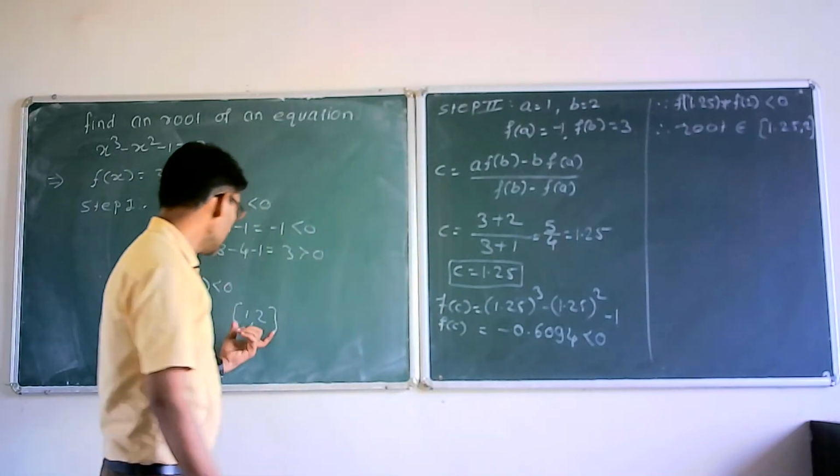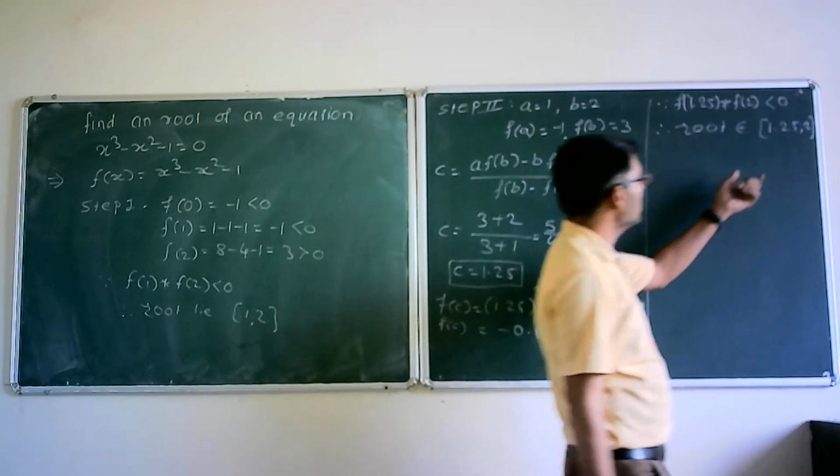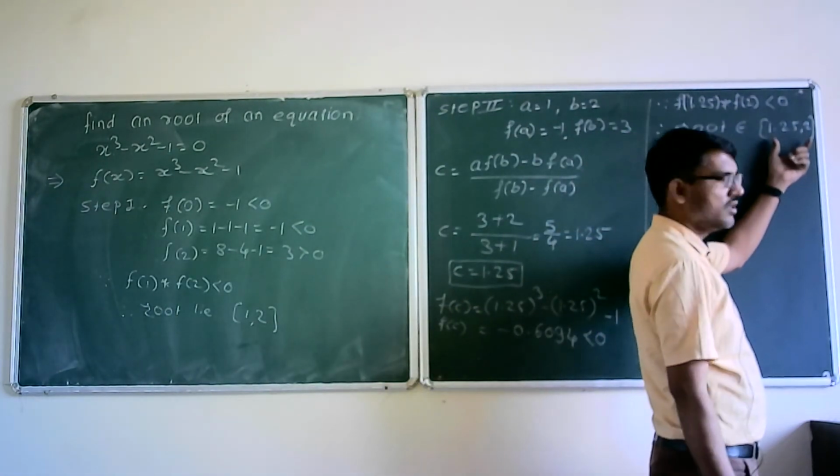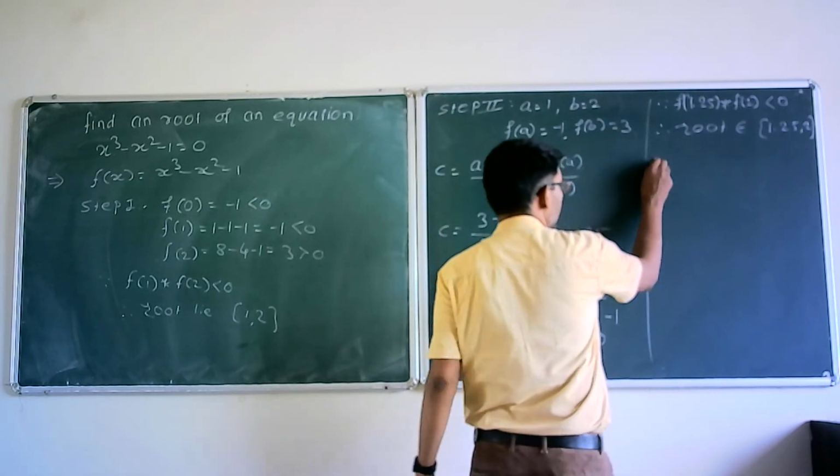In the first step, our root lay in the interval (1, 2). In step number 2, the root lies in the interval (1.25, 2). So now step number 3.